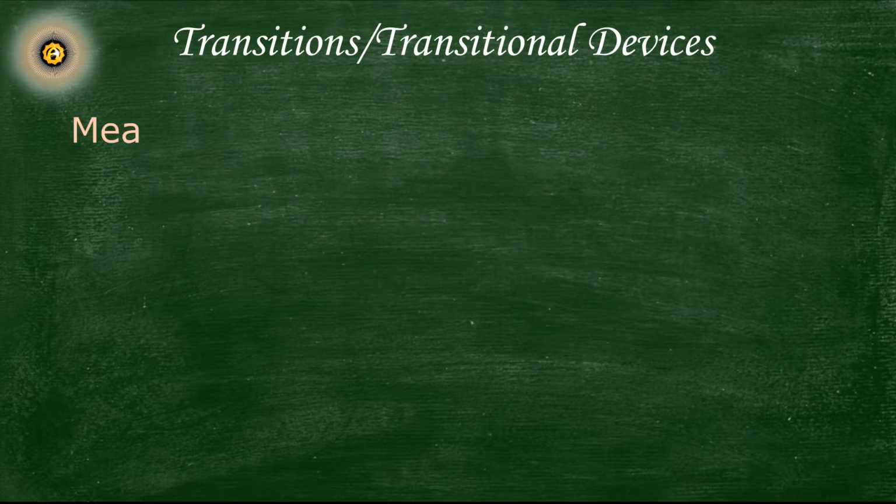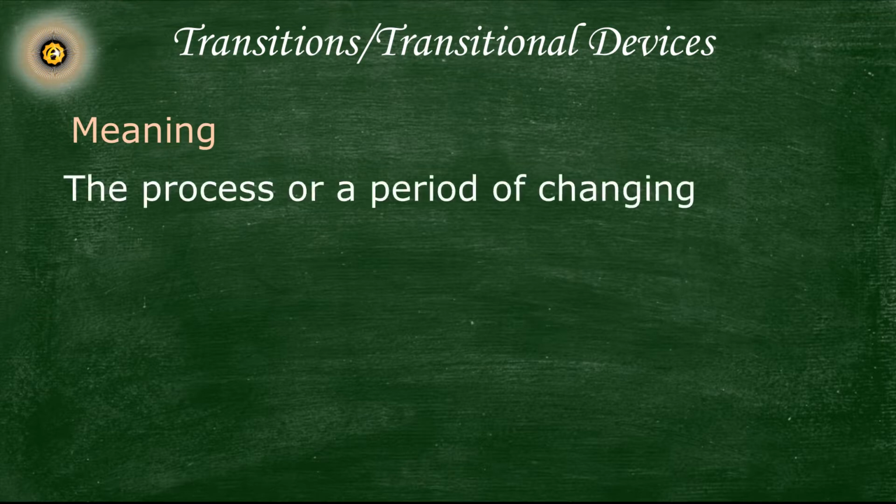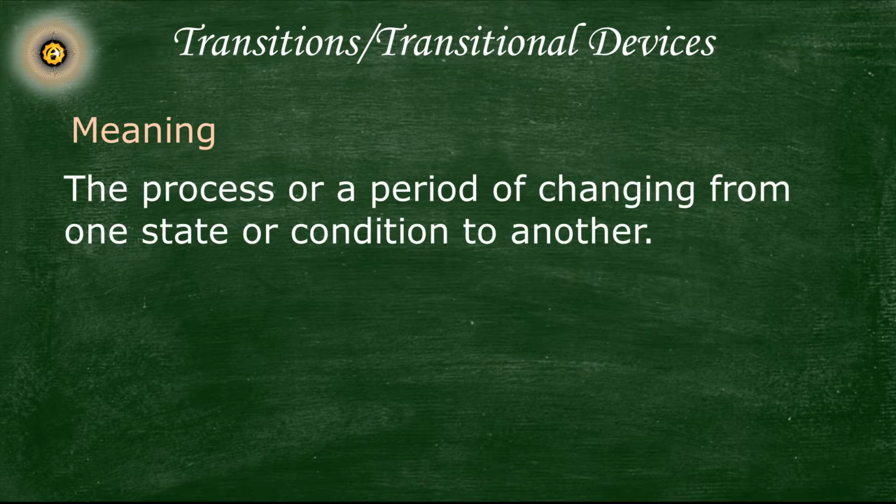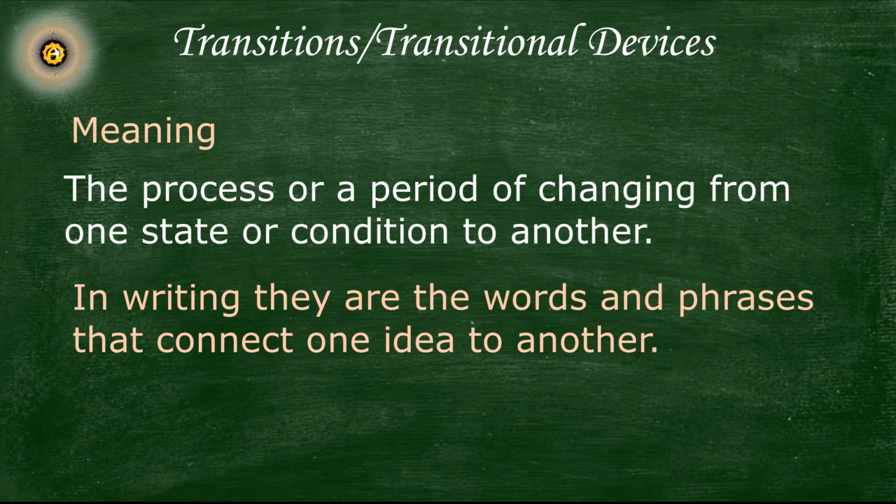The word transition means the process or the period of changing from one state to another. In writing, a transition device is a word or a phrase that connects one idea to another. This connection can occur from one sentence to another, within a paragraph, or between paragraphs. Transitions are used to show how sentences or paragraphs are related to each other.